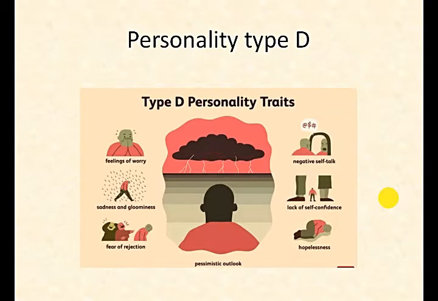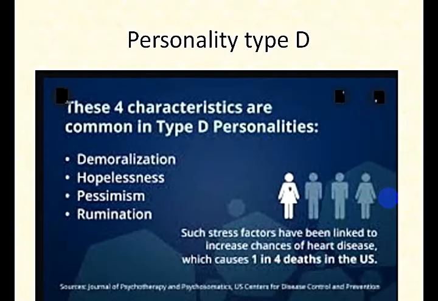Personality type D. Type D personality traits. You can see the picture. Negative self-talk, lack of self-confidence, hopelessness, pessimistic outlook, fear of rejection, sadness, gloominess, feeling of worry. These people have this character. Personality type D. These characteristics are common in personality type D.